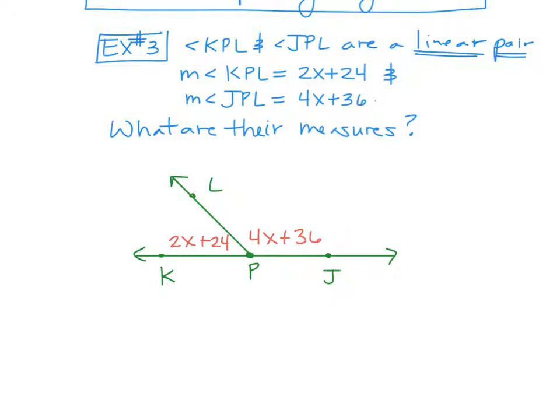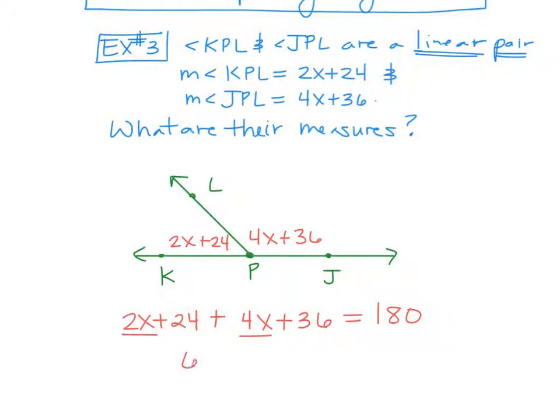So if this is our setup, and we said a linear pair is supplementary, right? Supplementary means what again? 180. They add up to 180. What are you going to do to figure out the measure of these angles? Add them together. So 2x plus 24, not equals, plus, sorry, plus 4x plus 36 equals what? Equals the 180. Good. And then from there, do the algebra to simplify it.